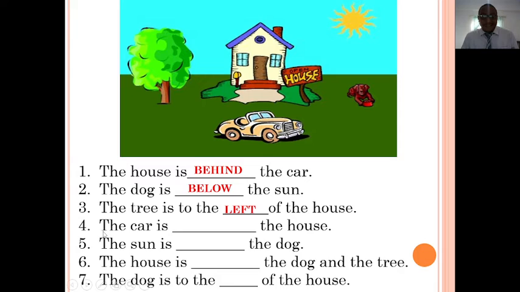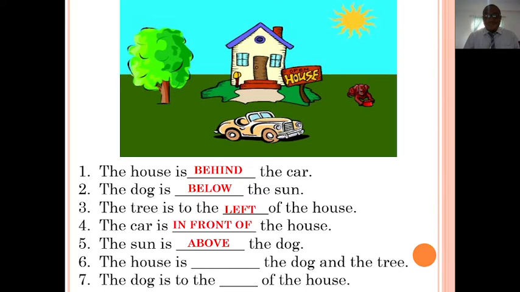Number 4, the car is the house. So where is the car? The car is in front of the house. The car is in front of the house. Number 5. The sun is the dog. If we look at the sun and the dog, where is the sun? The sun is above the dog.